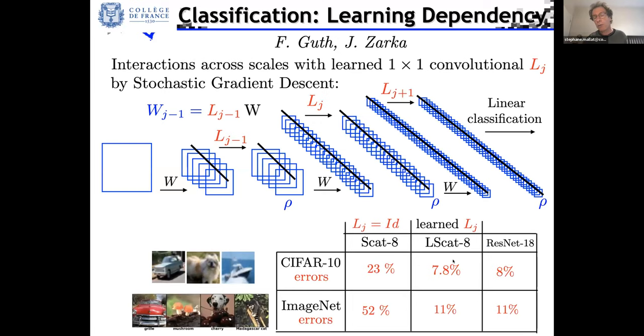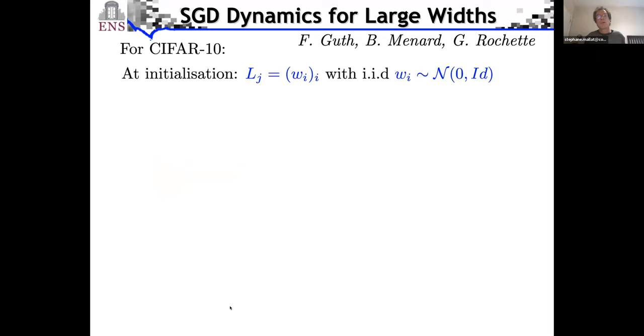A little bit better sometimes, a little bit worse, but essentially up to 1 or 2%, 0.1 or 0.2%, you get the same performance both for CIFAR and ImageNet. Of course, now the question is, what are these weights? How are they learned? Now, for CIFAR, the big surprise was to realize that essentially these weights are random Gaussian.